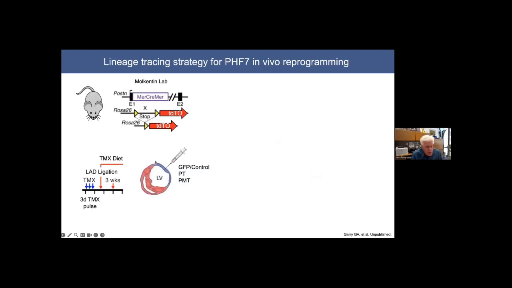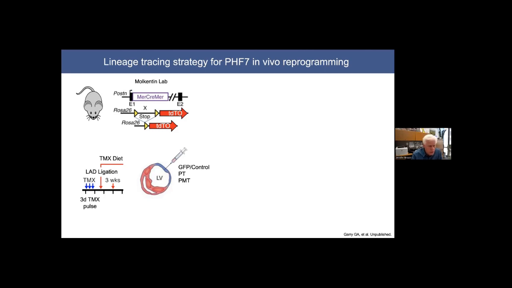So lastly, we wanted to perform lineage tracing to ask where and how PHF7 acts in the infarct region of these hearts. To do this, we were able to use the genetic strategy that was pioneered by Jeff Molkentin and his lab, in which they introduced the MerCreMer cassette within the periostin gene, periostin being a highly sensitive marker of fibrotic stress in the infarcted heart.